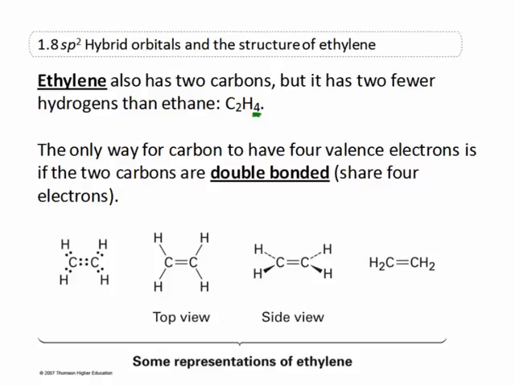Now, in order for carbon to keep its 4 valence electrons and for it to form its 4 bonds, we have to make a structure where the 2 carbons are double bonded together. So here we've got the 2 carbons in the center of the molecule. Each carbon has 2 hydrogens attached to it, and we then have a double bond.